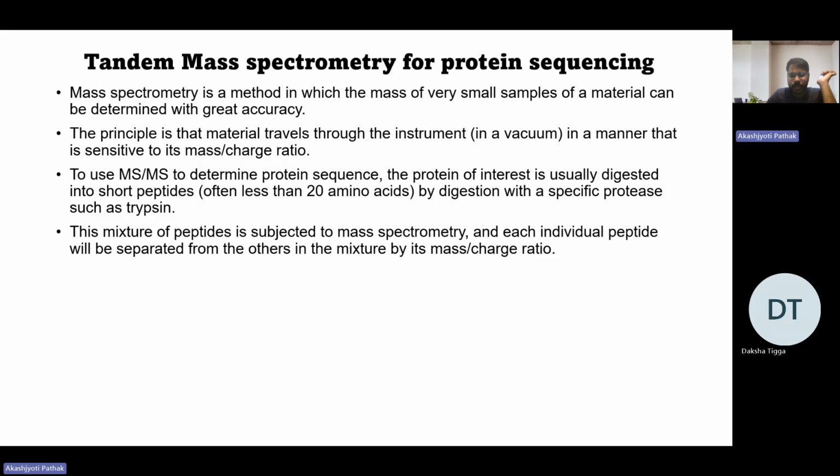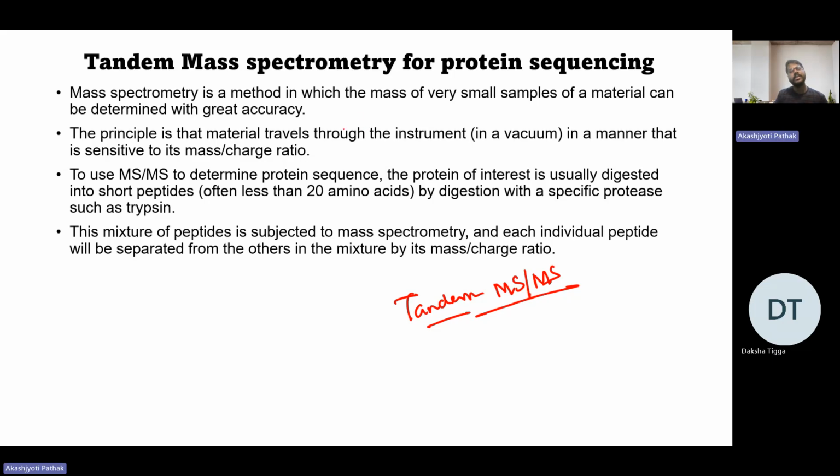Other than this, MALDI-TOF is a method used for determining the molecular mass of your protein. But tandem mass spec, tandem MS/MS, is the method by which you can determine the amino acid sequence of your protein. Okay, so how is it used? Basically, in tandem MS/MS you are doing two subsequent rounds of mass spectrometry. In tandem means one after the other. So how is this done?